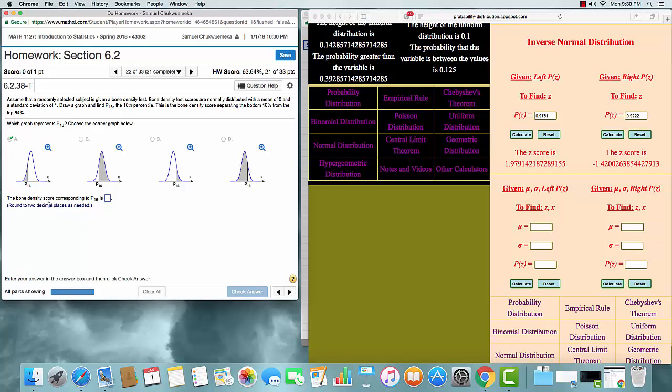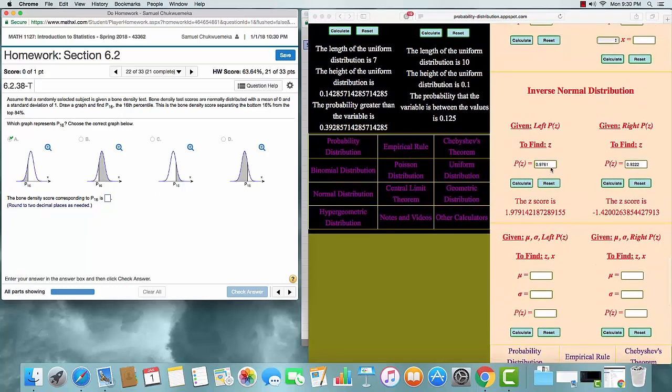And the z-score, the bone density score, would be what? So this is left 16%, and that is left 0.16. Enter. So the z-score is negative 0.99. And of course, remember, we said that the z-scores to the left of the center are all negative values. So this is negative 0.99.